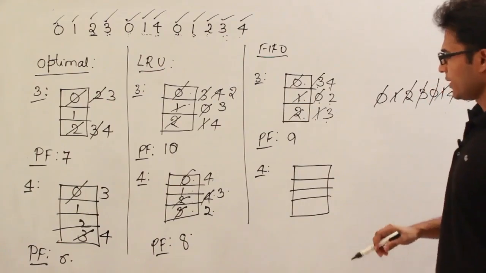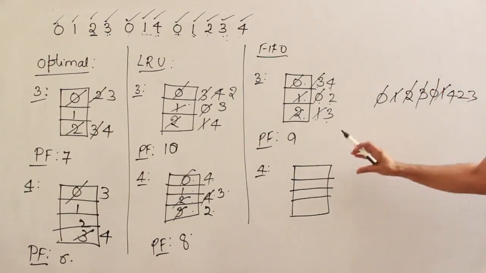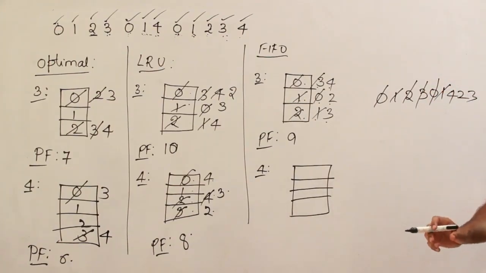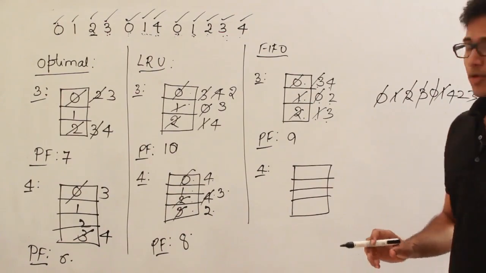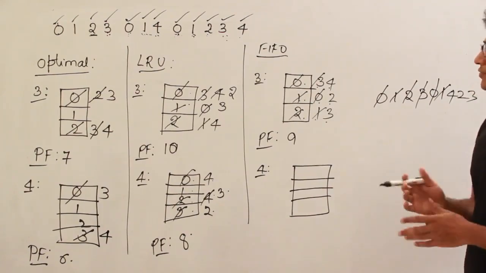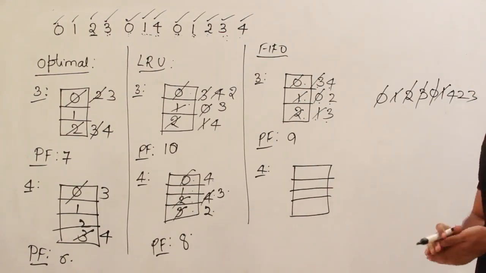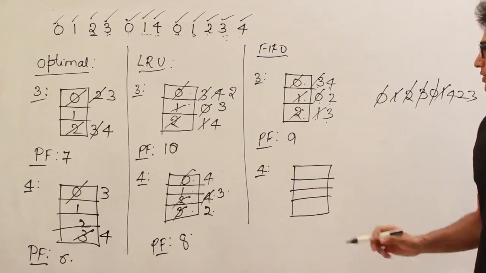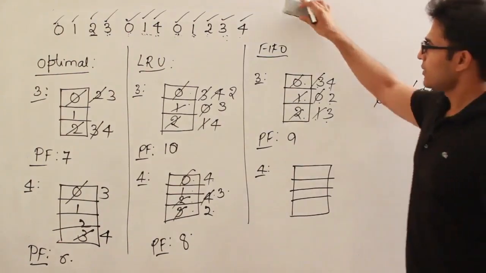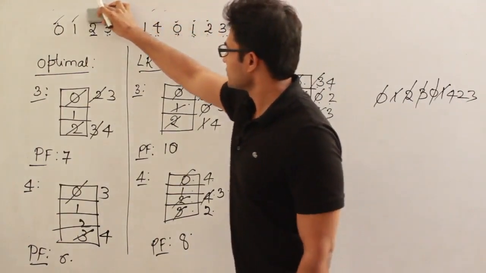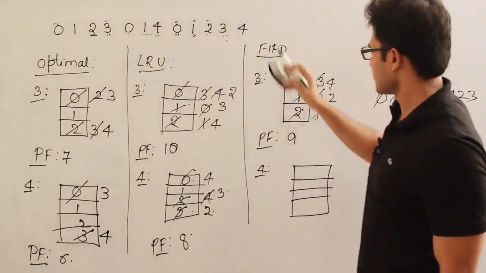What does your intuition say? Intuitively we feel that the number of page faults, if I increase the number of frames, should reduce, right? Why should it reduce? Because obviously we are giving it more space, so it is supposed to save some of the pages and therefore reduce the number of page faults, isn't it? So let's see what happens here.